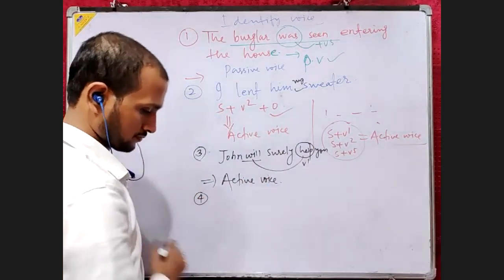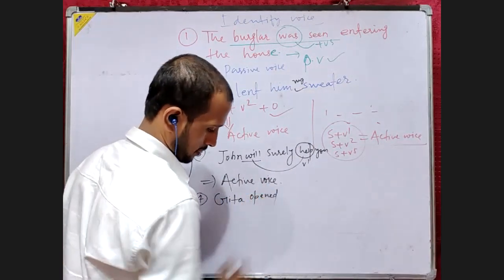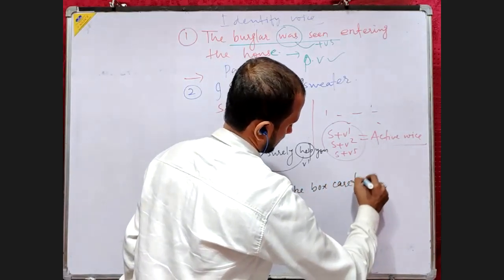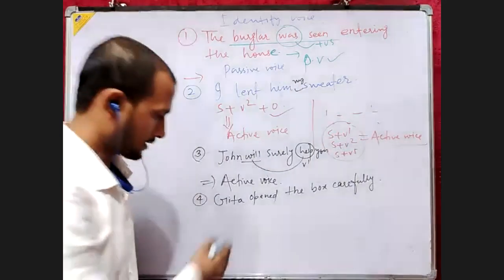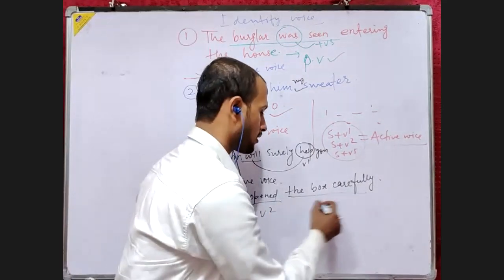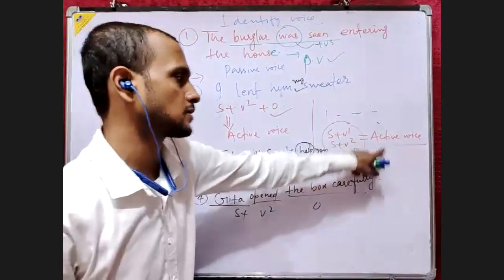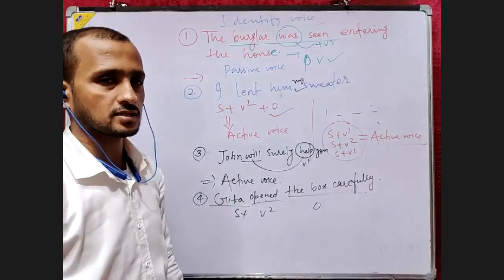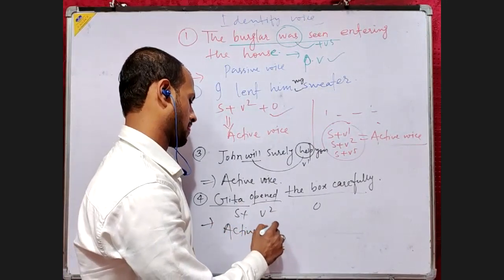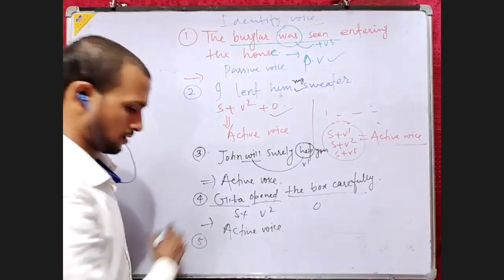Question number 4. Geeta opened the box carefully. Geeta is the subject. Opened means V2. All these are objects. Subject plus V1, active voice. Subject plus V2, active voice. Subject plus V3, passive voice. After the subject, the verb is written, it means it is active voice. Any doubt, anyone? No, sir. Okay.